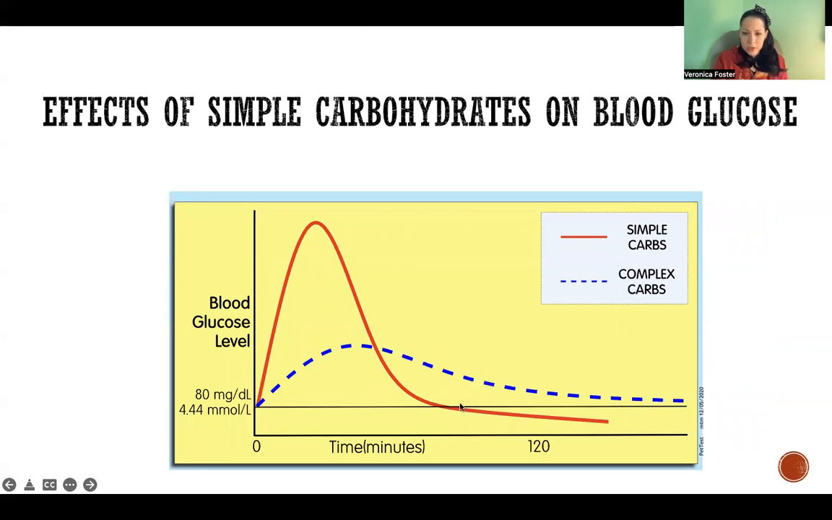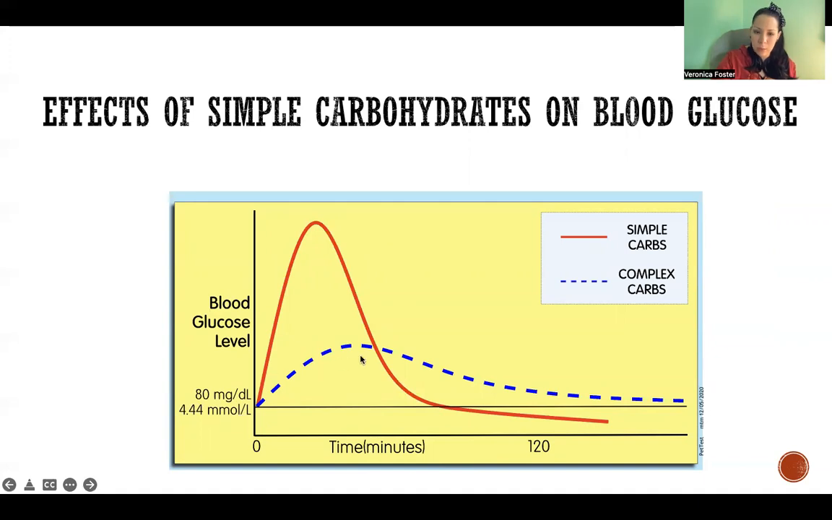So if we look at our little chart here, the red line is showing simple carbohydrates and the blue line is showing complex. Even if we have a simple carb and a complex carb made up of exactly the same amount of glucose, the simple carbs are going to have this big spike effect on the blood glucose because we're able to absorb all of that glucose all at once. And so we get a big increase in blood glucose and then a big crash in our glucose as the insulin copes with that big rush.